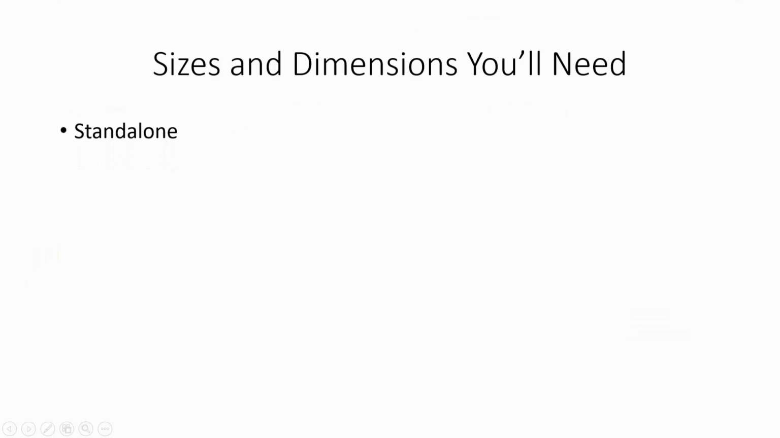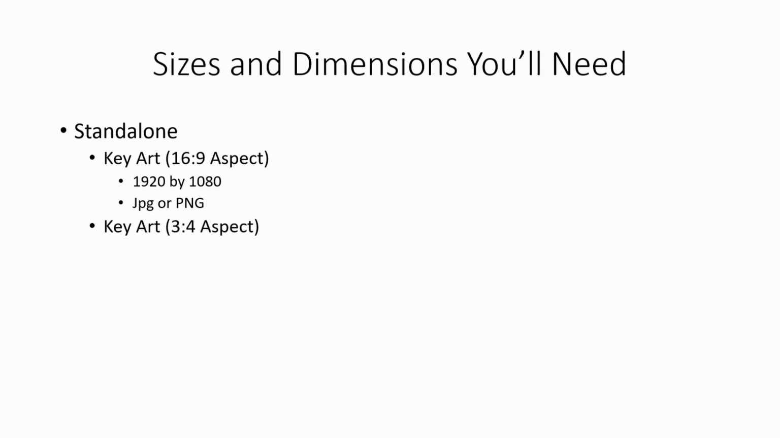Now, for the standalone videos, the key art will have a 16 by 9 aspect ratio. It'll need to be 1920 by 1080, JPEG or PNG. Now, you'll also have another key art piece. This time, though, it'll be 3 by 4 aspect ratio, so not 4 by 3. That means then that the art will be 1200 by 1600. And again, you want to pay attention to that. It's a little different than the other size. That'll also need to be JPEG or PNG.